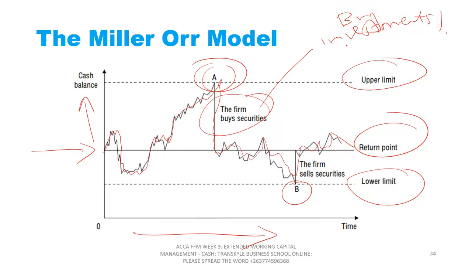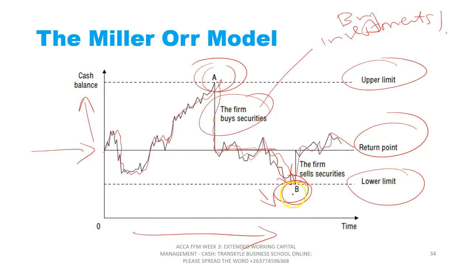We buy investments or buy securities. Then, when we buy securities, it might become difficult again to maintain the normal level. This is why you see that the cash declines to a point like B, which is the lower limit. But we do not allow that to proceed down further. We don't want that situation.